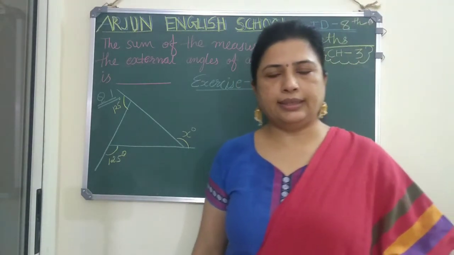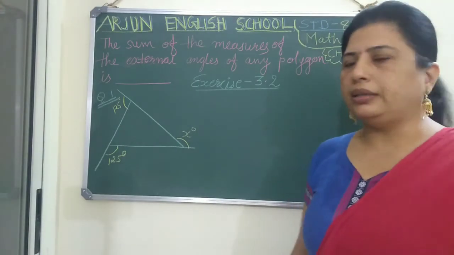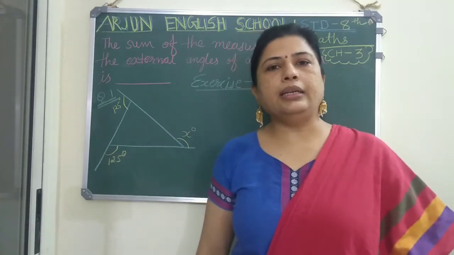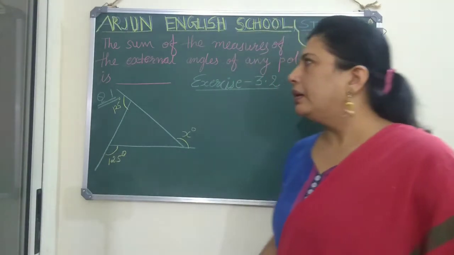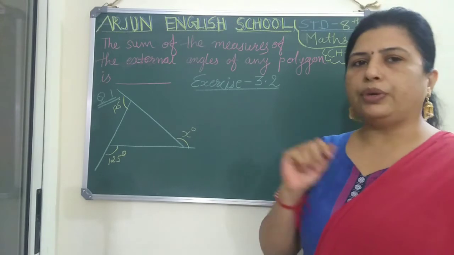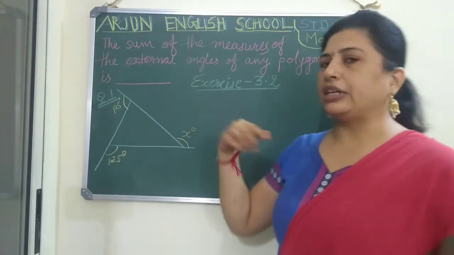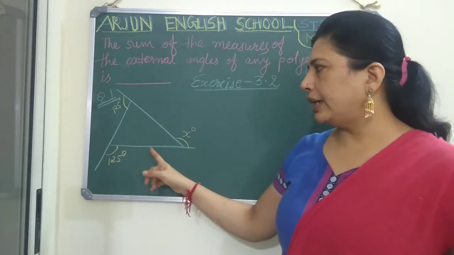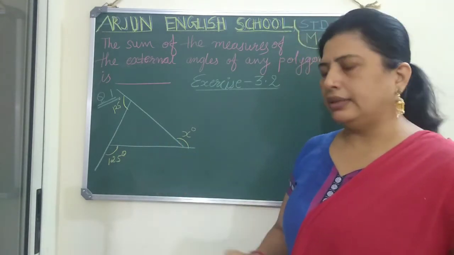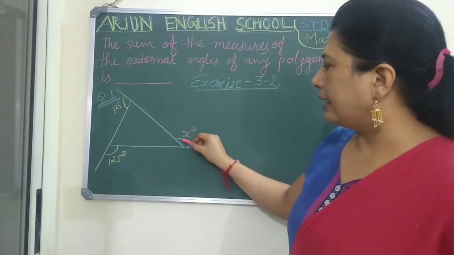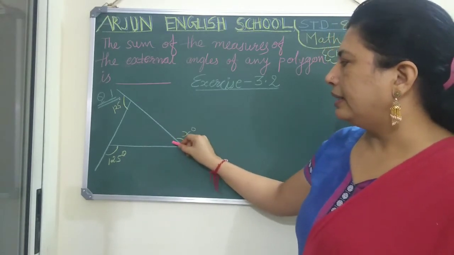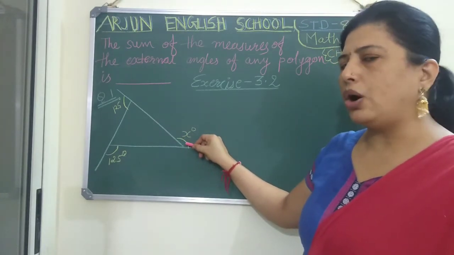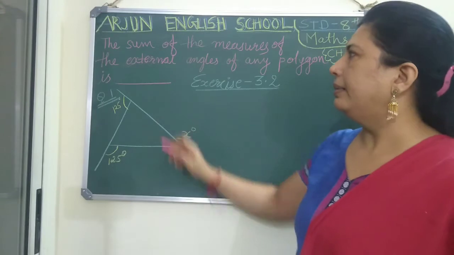Dear students, last time we started chapter number 3, understanding quadrilaterals. In this, let us see one more property of exterior angle. What is an exterior angle? Here you can see one figure. In this, this angle is called the exterior angle. This is the interior angle and this is the exterior angle or external angle.